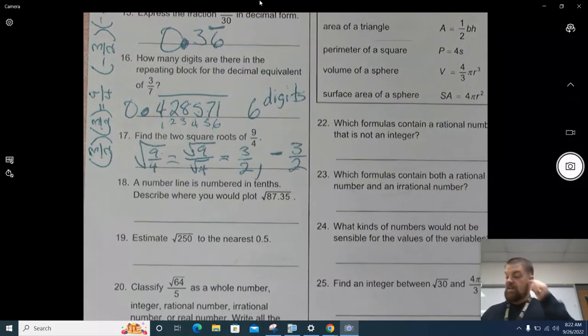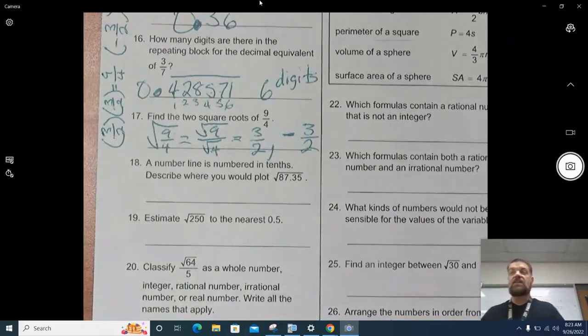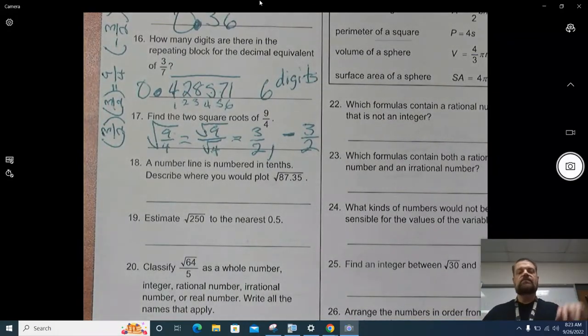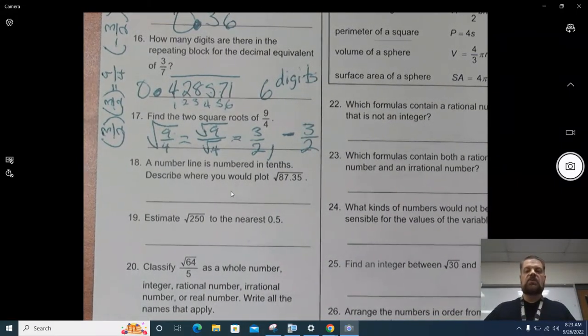All right, let's move on to number 18. Actually, technically, it's even root, but it's all right. 2 is an even number. You could take 4th root, 6th root, 8th root.